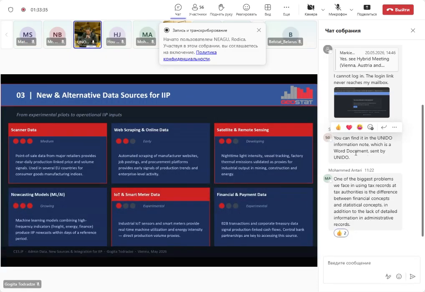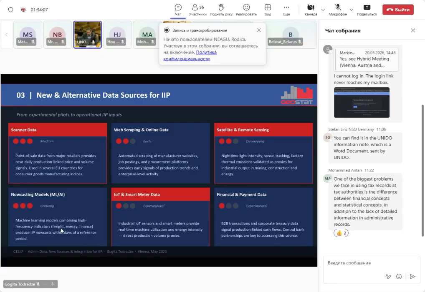Beyond administrative data, a new generation of sources is emerging. Scanner data is at medium readiness and already used in several countries. I can say in many countries nowadays for consumer goods output signals. Web scraping and satellite imagery are also developing.